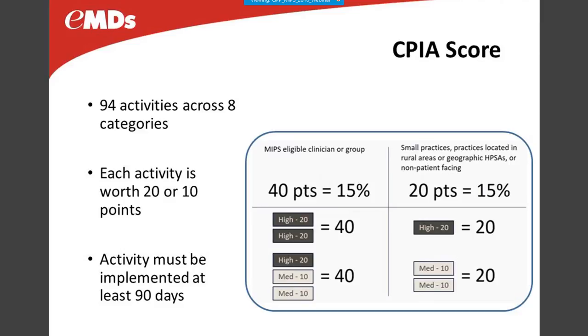There are 2 different point levels for the clinical practice improvement activities. Some are categorized as high point activities, and some are categorized as medium point activities, which the high point activities are worth 20 points, medium are worth 10 points. So there's a grid here to show you what the different options are, or a couple of different options, I should say. And again, these activities have to be documented for at least 90 days.